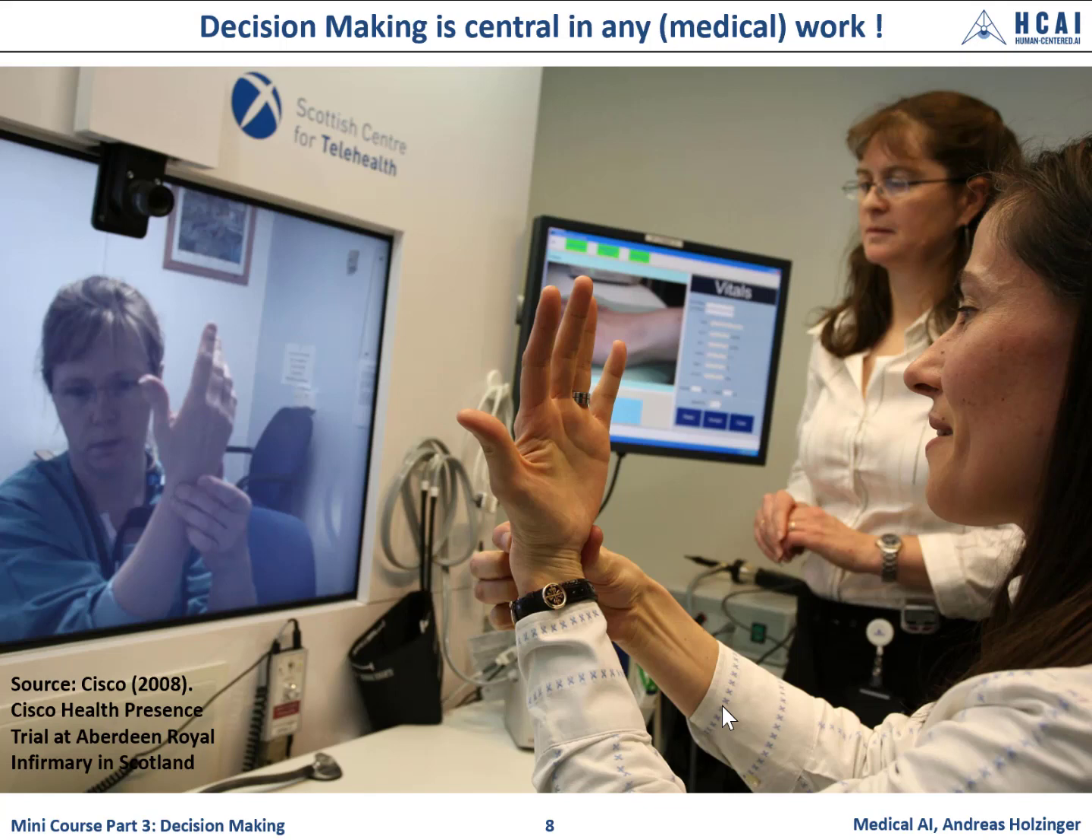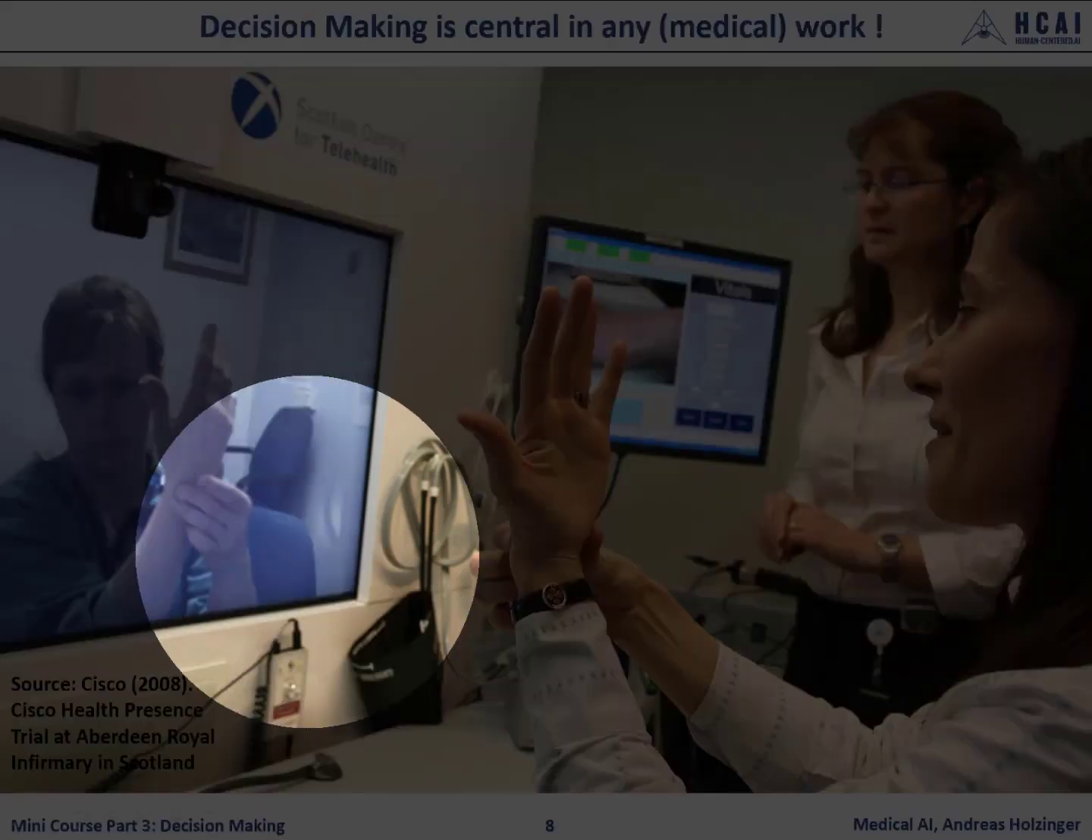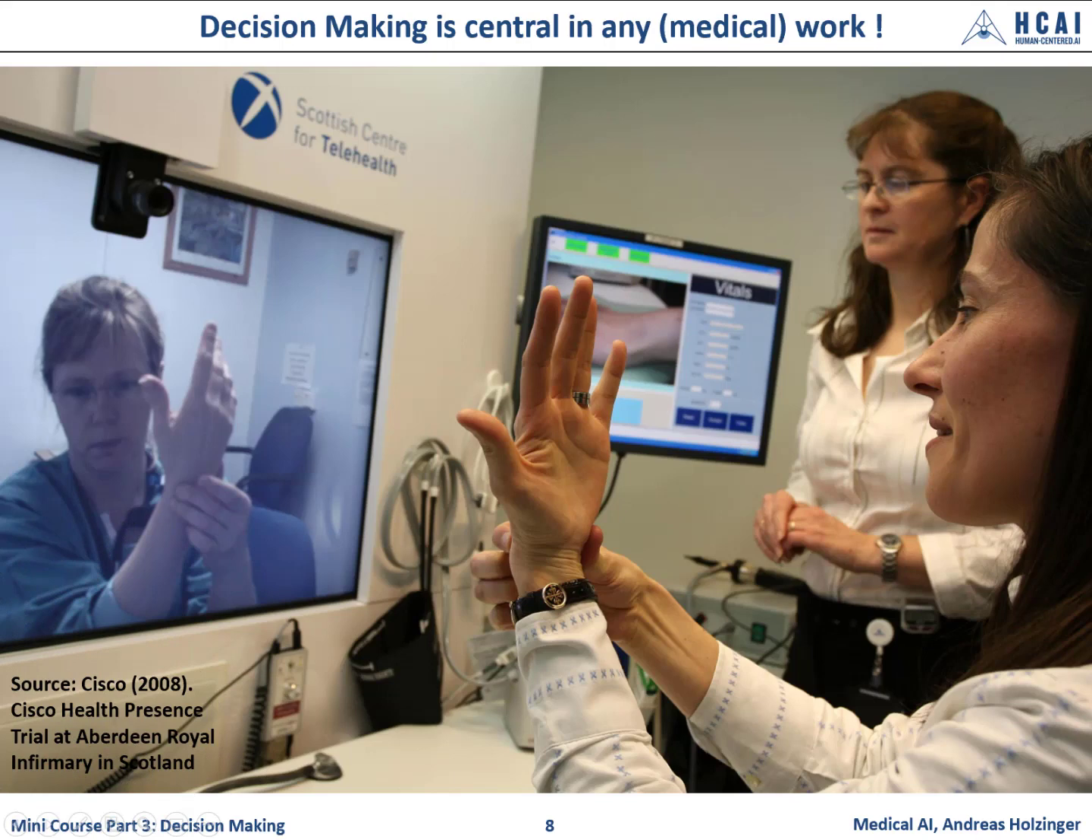In this image, this is actually a very old slide from 2008. This shows a typical clinical decision-making process supported by the so-called second opinion during a project of the Cognitive Engineering Research Group at the Scottish Centre for Telehealth. This was in the early days of telehealth.